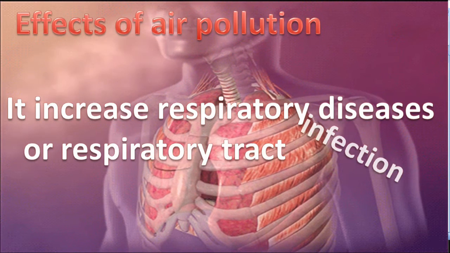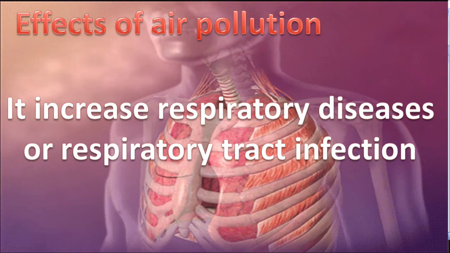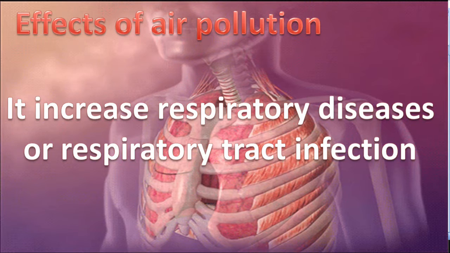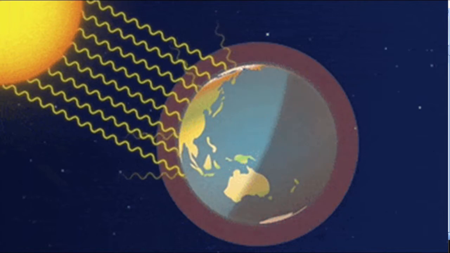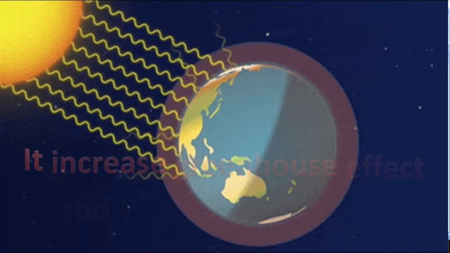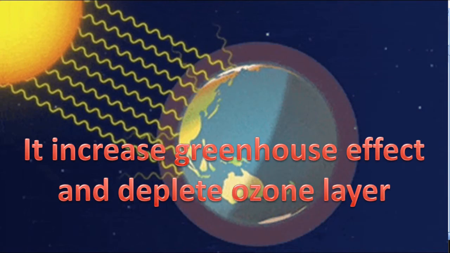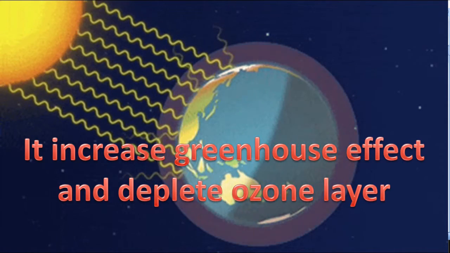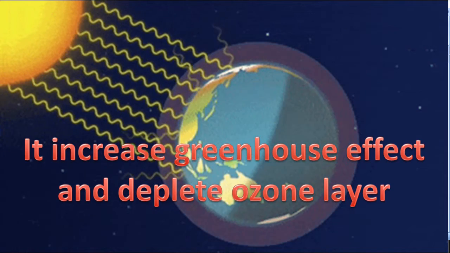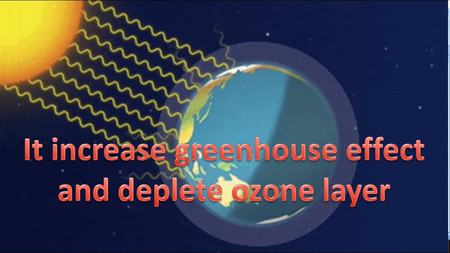Effects of air pollution. It increases respiratory diseases or respiratory tract infections like bronchitis, asthma, etc. It increases the greenhouse effect and depletes the ozone layer. Polluted air contains carbon dioxide gas, which traps heat present in sunlight, and polluted air may also contain fluoride gases that deplete or damage the ozone layer.